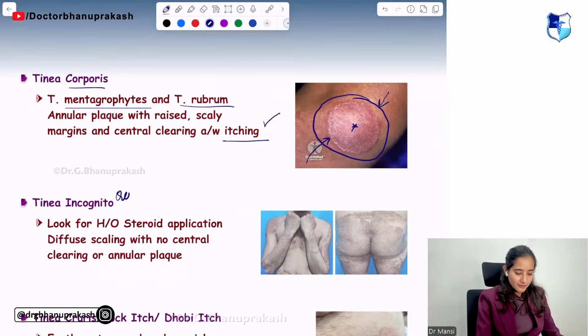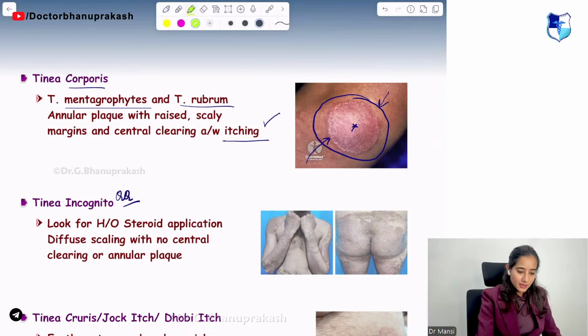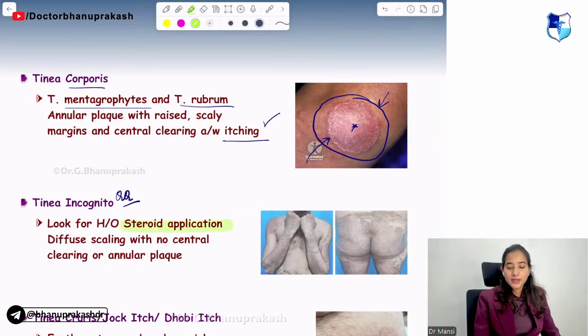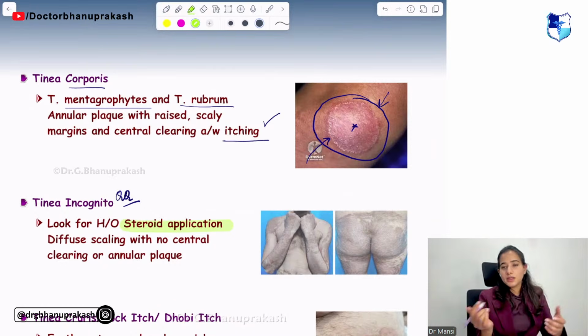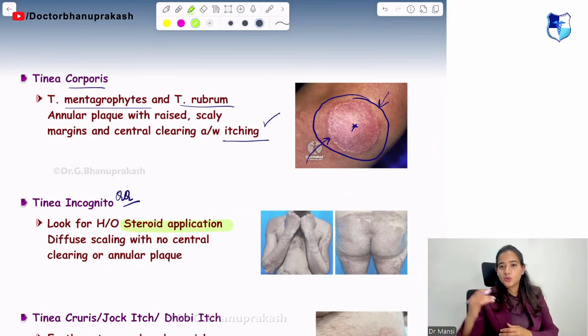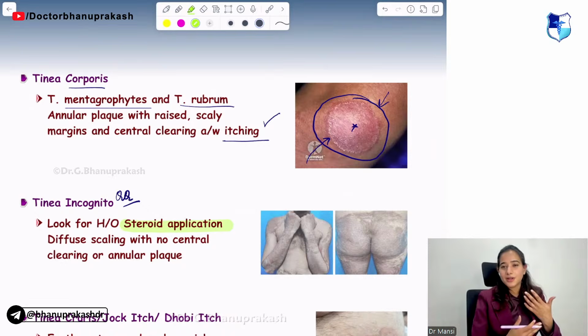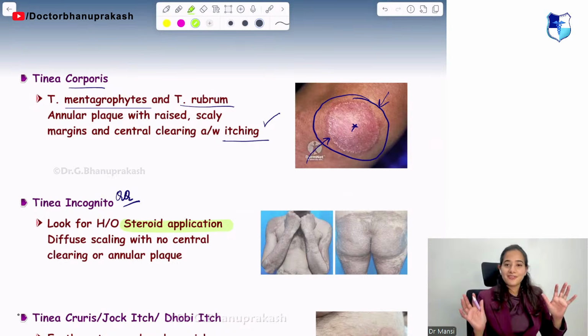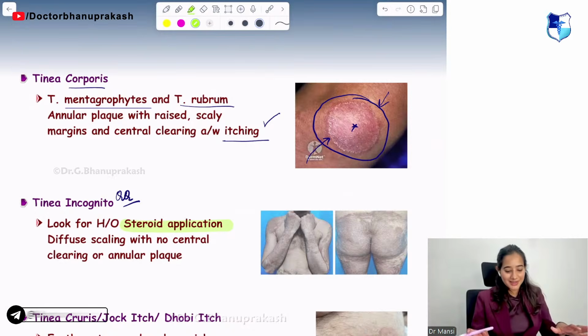So this is a PYQ, tinea incognito. When you come across tinea incognito, look for steroid application. People sometimes, India is a country where people just go to the pharmacist and say, I've got some itching lesions, just give me some treatment. And what the pharmacist knows about it, nothing mostly. So he will just give you steroids, and that is going to change the appearance.